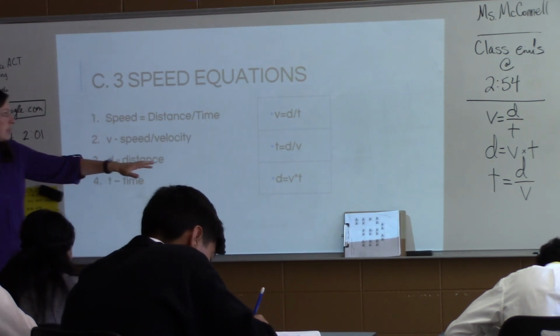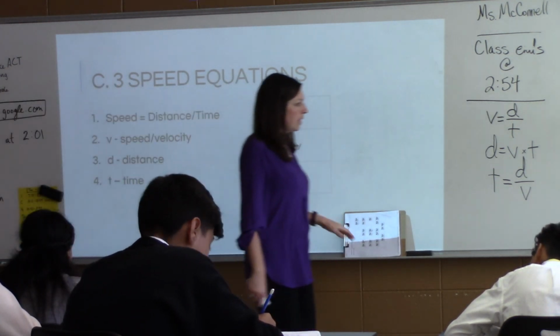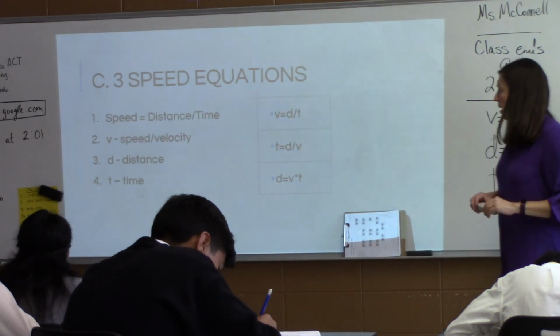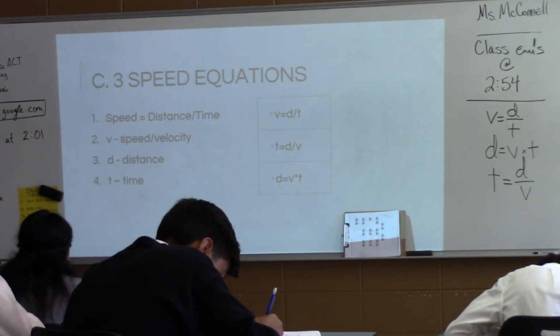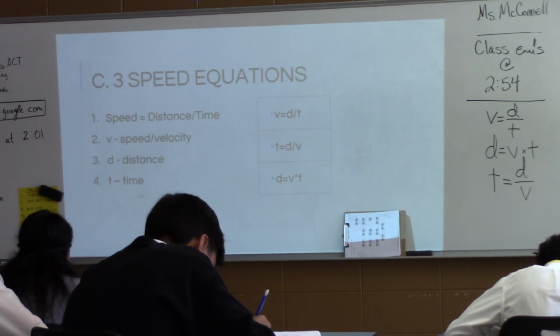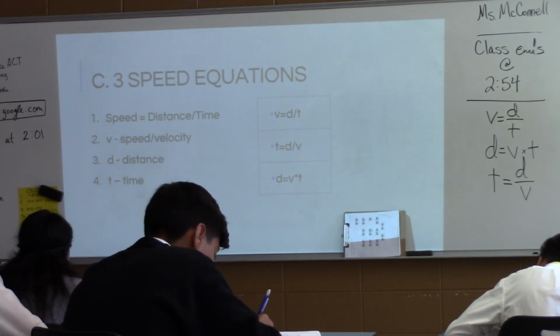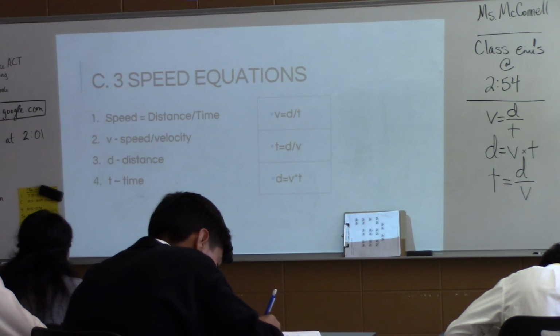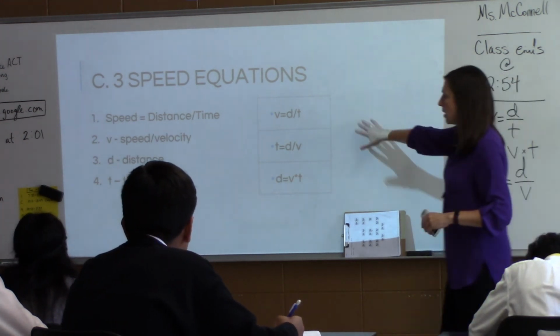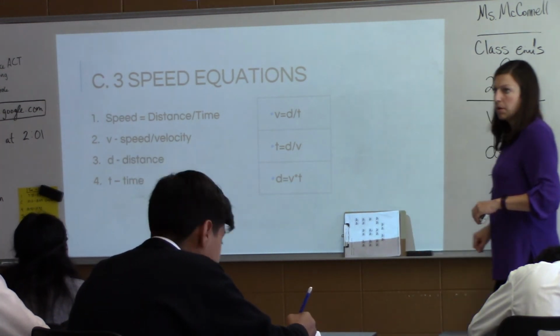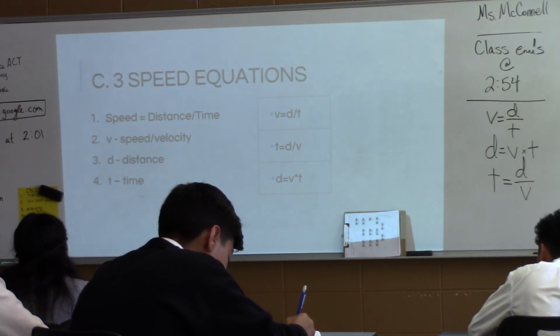And then our three equations are speed equals distance divided by time, time equals distance divided by speed, and then distance equals speed times time. Okay? So make sure you don't just write down the abbreviations, make sure you write down the three equations as well, otherwise your homework will be pretty tough.